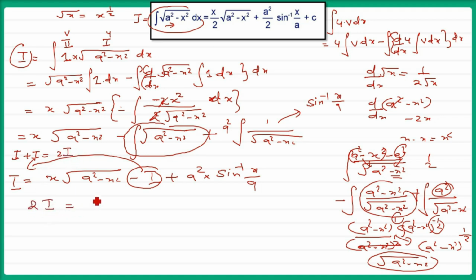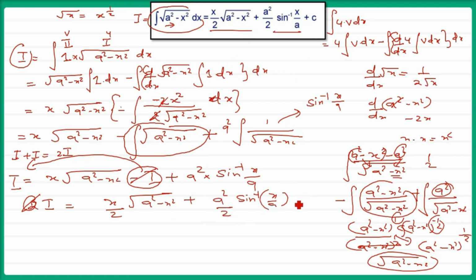So 2I will be equal to, now I have already taken this out, x under root a square minus x square plus a square sine inverse x by a. Now we have a 2 on the left hand side. So just take these 2 downstairs on the right hand side. So we have x by 2 under root a square minus x square plus a square by 2 sine inverse x by a, which is the second term of the result which I showed you earlier, plus a constant of integration. So this is your final result and proof of this expression or result.